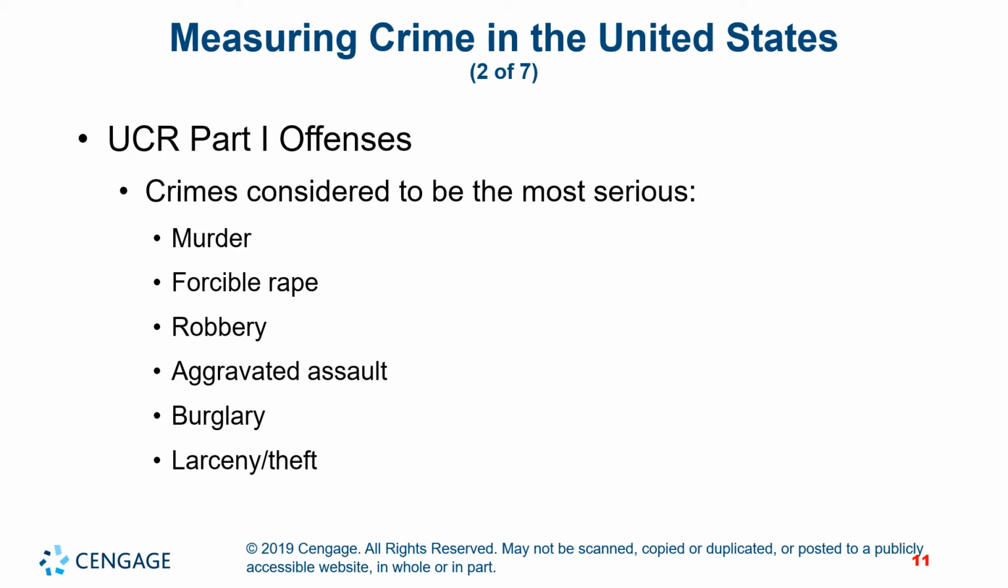The UCR Part 1 offenses are crimes that are considered to be the most serious and include murder, forcible rape, robbery, aggravated assault, burglary, and larceny and theft.